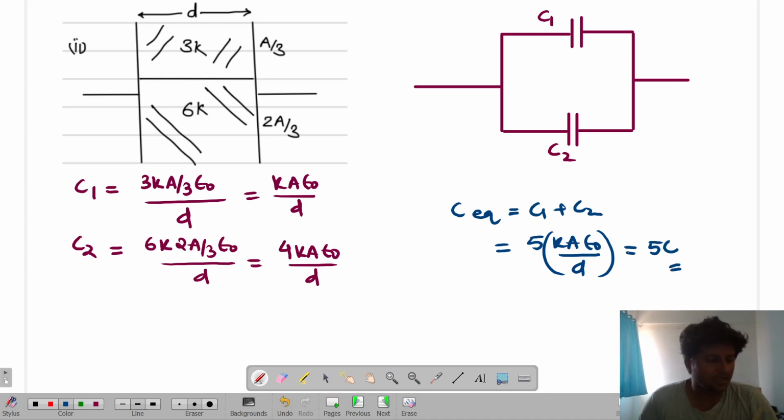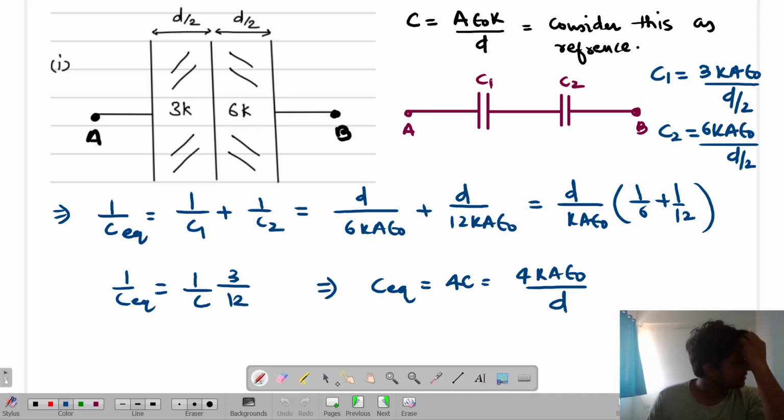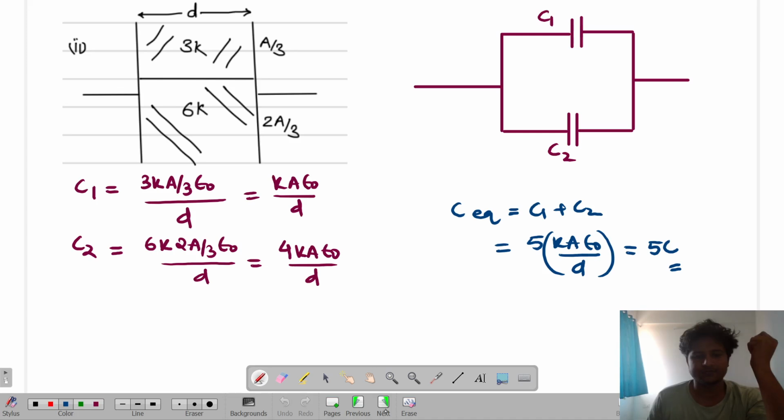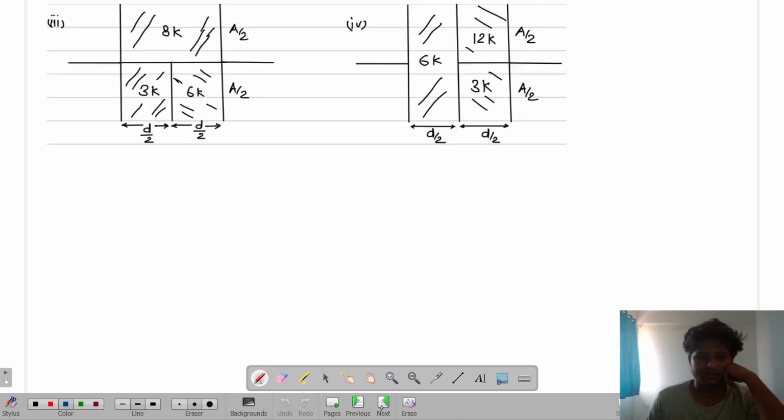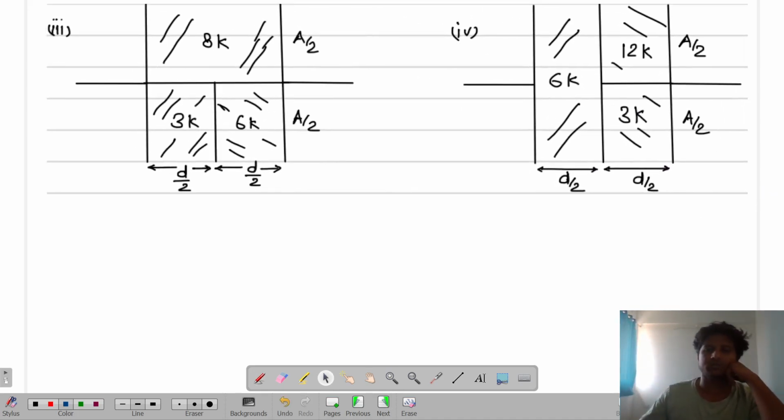So now you got the idea, no? That if you do the areal division and if you do the lengthwise division, you have two different cases. Areal division is a parallel connection, and thickness division is which kind of connection? Series connection. Are you able to get me? Do these two problems then, 3 and 4. And then do this.